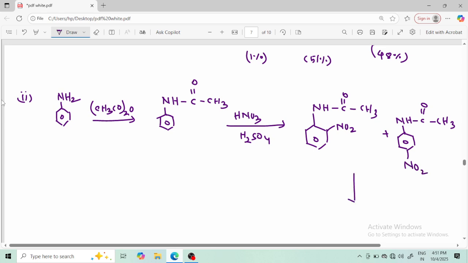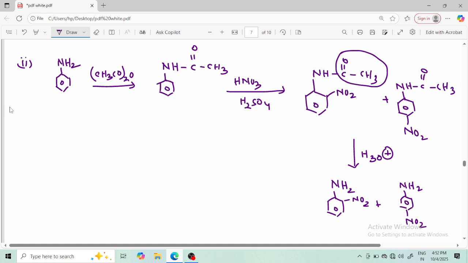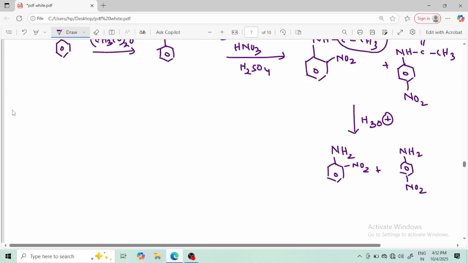Okay, and then I will do acidification. The moment I did acidification, then what will happen? I am again reactivating the structure, so that C double bond O CH3 part, this whole part, will be removed. So it will change to NH2, and you are getting the answer, this one and this one. So this is your major product. Your para product is always your major product. Clear?